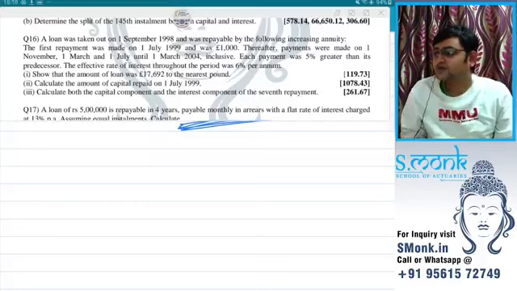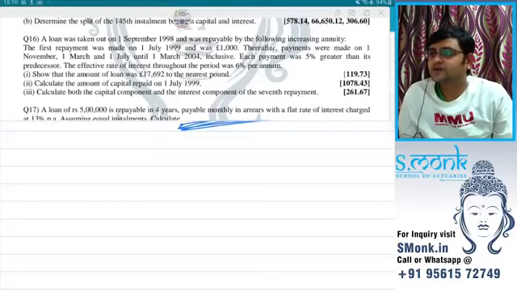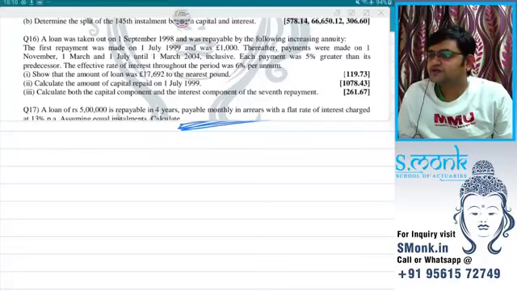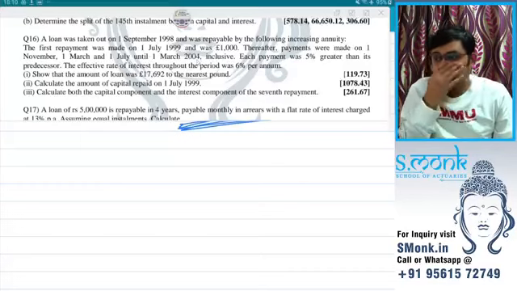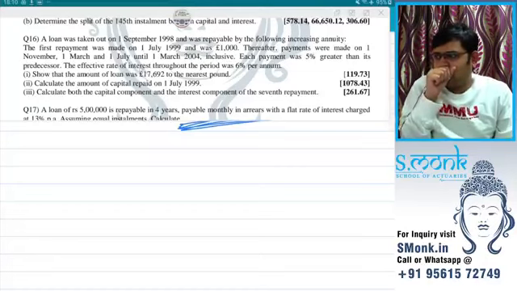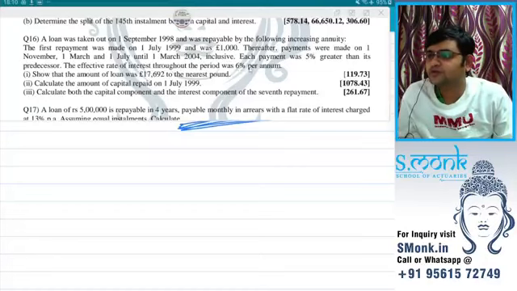The loan was taken out on 1st September 1998 and was repayable by the following increasing annuity. The first repayment was made on 1st July 1999 and was 1000. Thereafter, the payments were made on 1st November, 1st March, 1st July and so on until 1st March 2004 inclusive. Inclusive just means they are including every value that they are talking about. Each payment was 5% greater than its predecessor. The effective rate of interest throughout the period was 6% per annum.